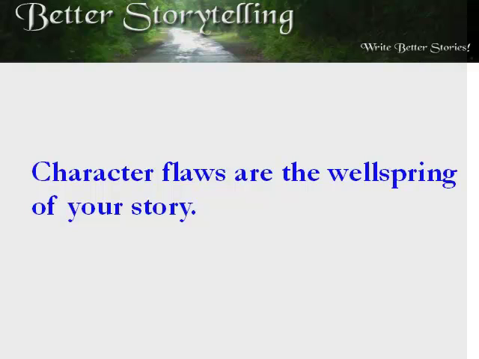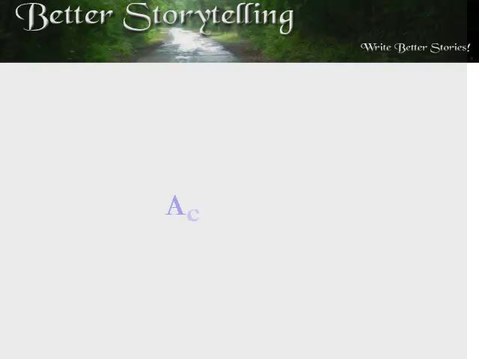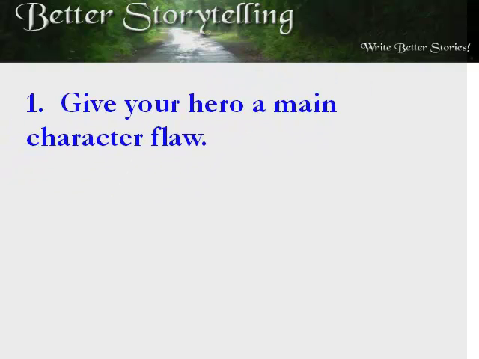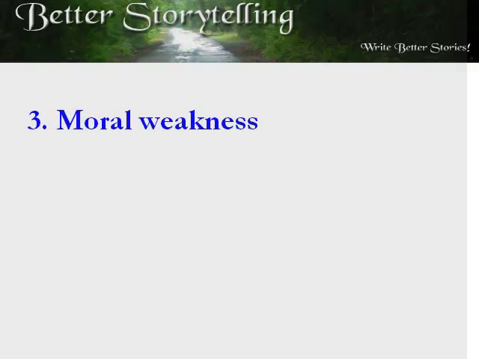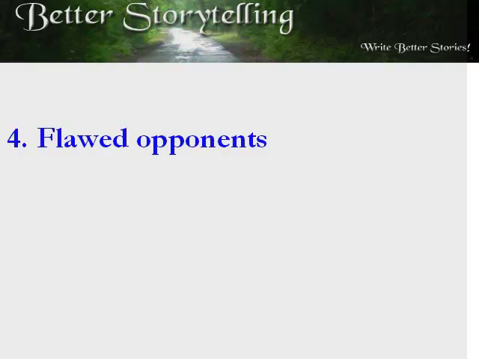Action steps. Take these steps with every story you write. 1. Give your hero a main character flaw. Demonstrate it through the character's actions. 2. Multiple flaws. Give your hero more than one weakness. 3. Moral weakness. Give your hero a moral weakness and show how others are harmed by it. 4. Flawed opponents. Give your opponents weaknesses too.